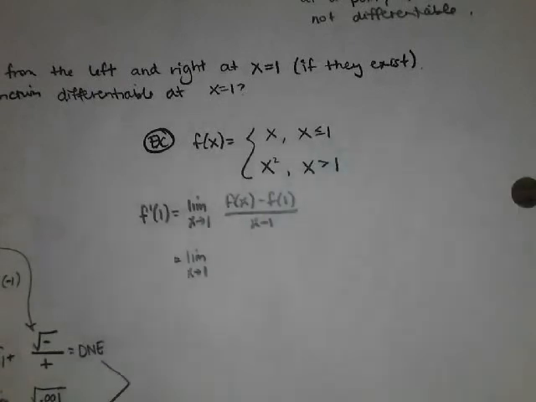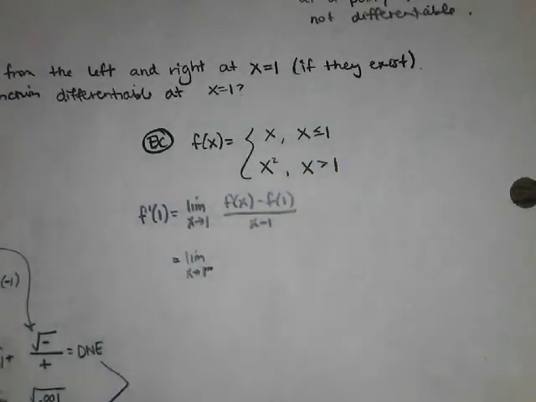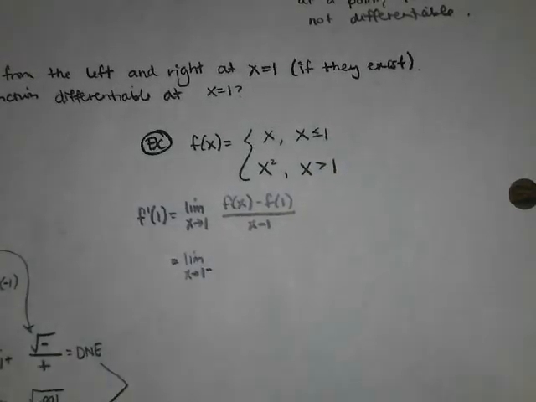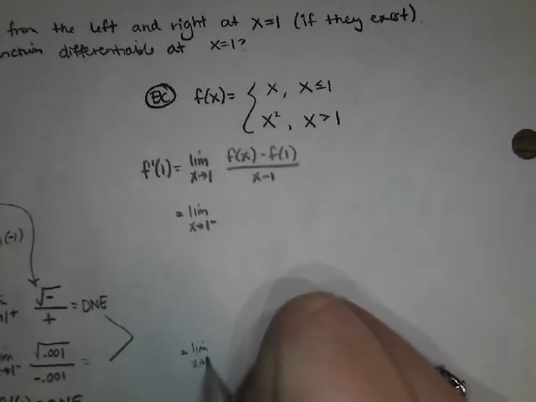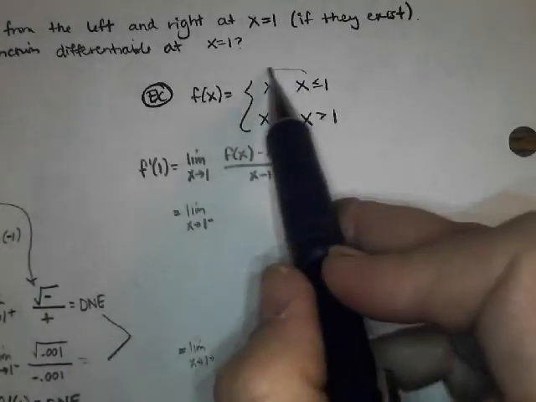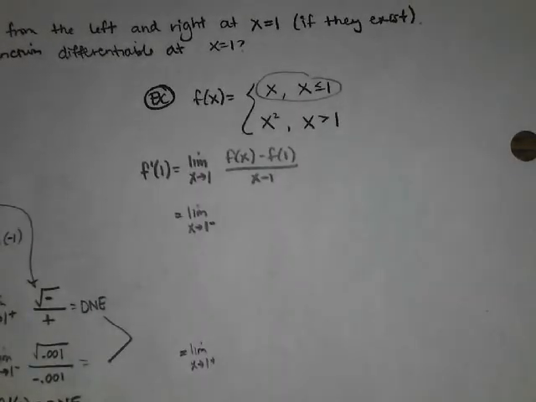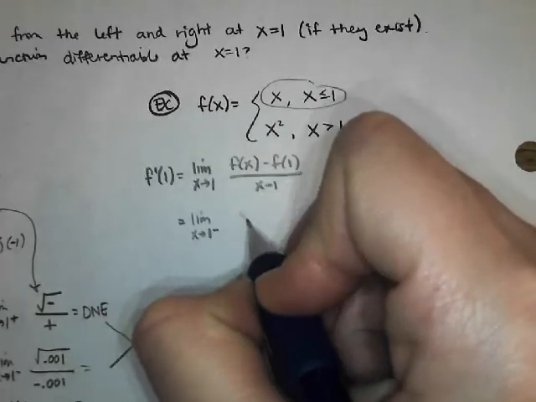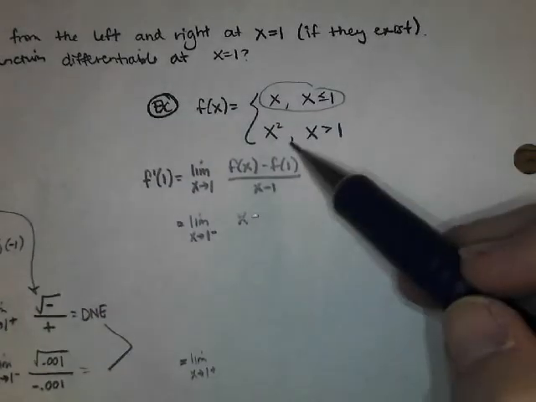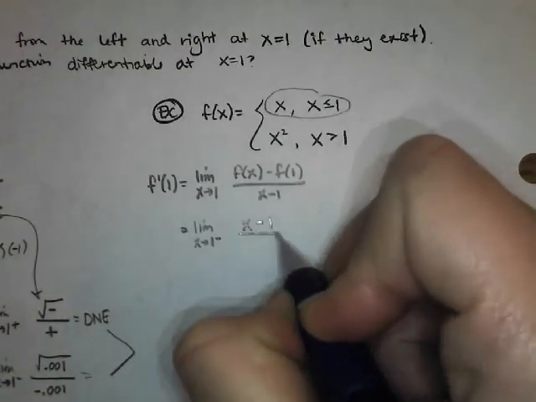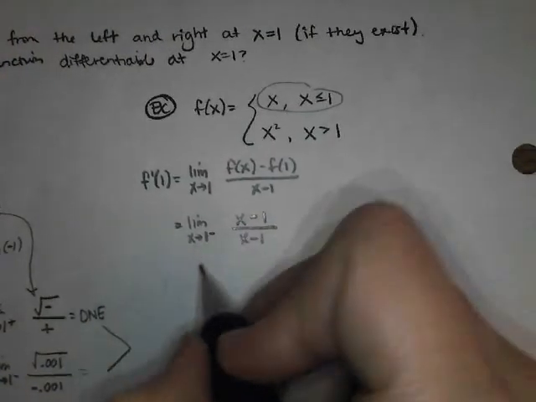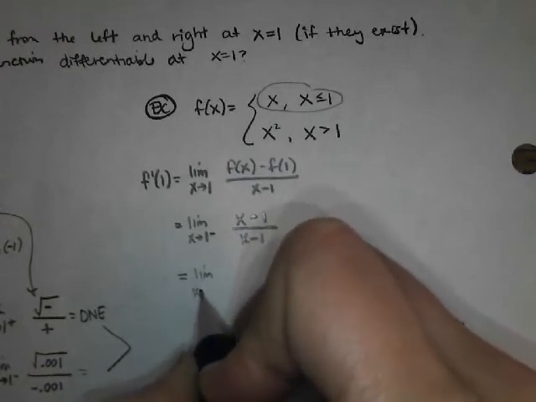So immediately I have to look at this as I come from the left, and then later on, I'll look for this limit as we approach 1 from the right. So if I'm coming from the left, I'm using the top equation, which means f of x is going to be x, minus f of 1, which is 1, over x minus 1. And that's a nice, easy simplifying before we go to evaluate. X minus 1 divided by x minus 1 is just 1.